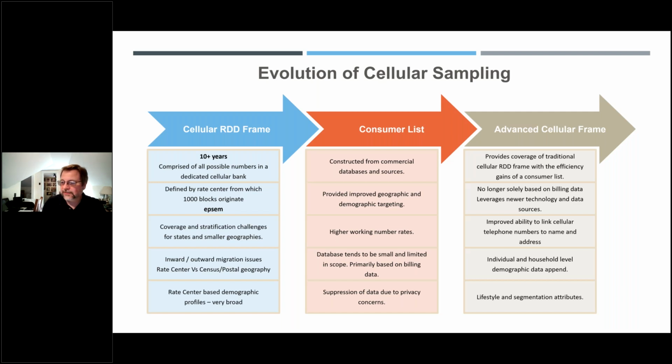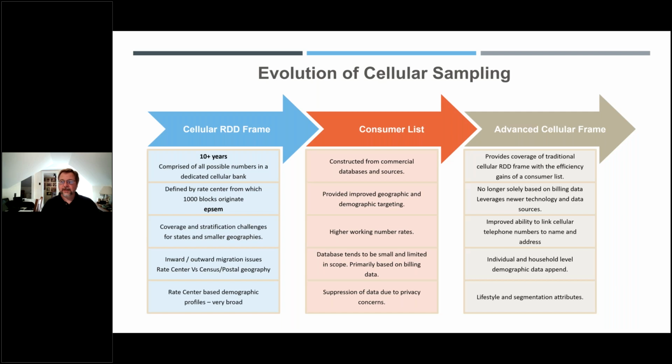As consumer lists were being developed, again, these were developed by a lot of different commercial companies, and they varied in sizes and they varied in the sources that they used to put them together. But it did offer researchers the ability to buy lists of cell phone numbers that were known or essentially known to be within the geographic domain that they were trying to sample, and it had some demographic information. So it allowed you to target individuals of certain age groups, certain race groups within a specified geography.